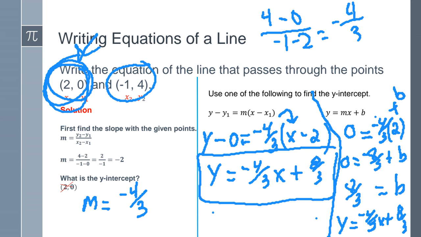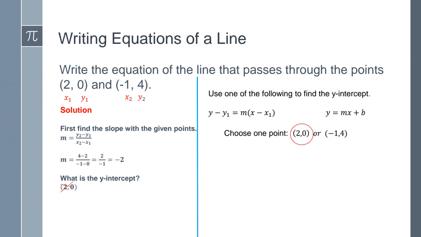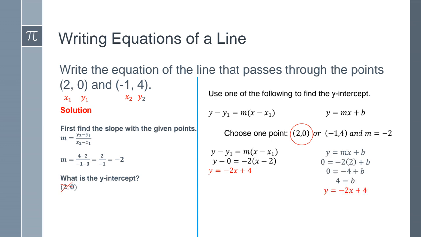Okay, so let me go on to the next slide. Again, like I mentioned here, we pick a point. So I picked 2, 0. The only problem is I left the wrong slope, so that's why I worked that out in the previous page. So let me just keep going.